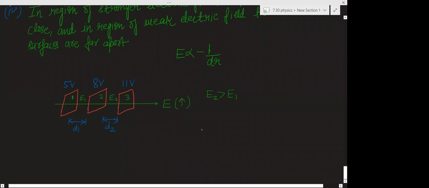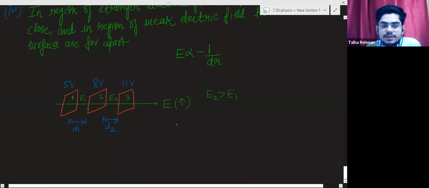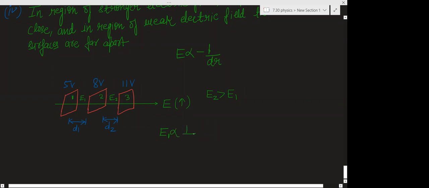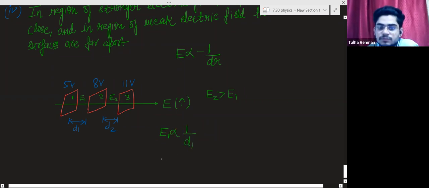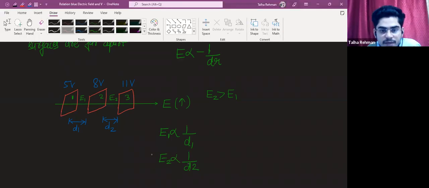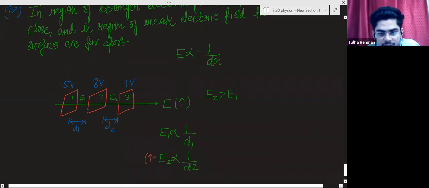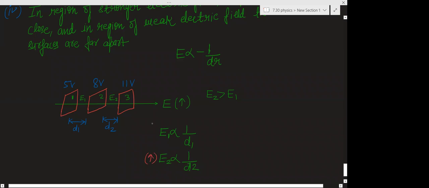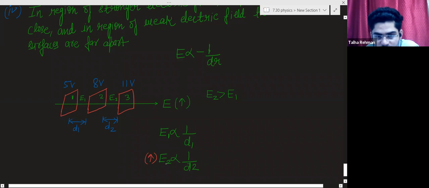Electric field is moving in the direction of potential. Let's see. You are right. Electric field E1 is inversely proportional to 1 upon D1, and E2 is inversely proportional to 1 upon D2. This is E2. Now let's see here. E2 is greater.